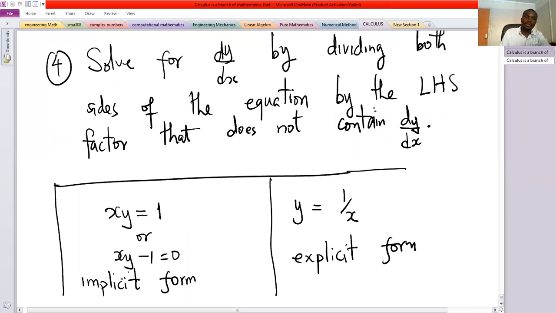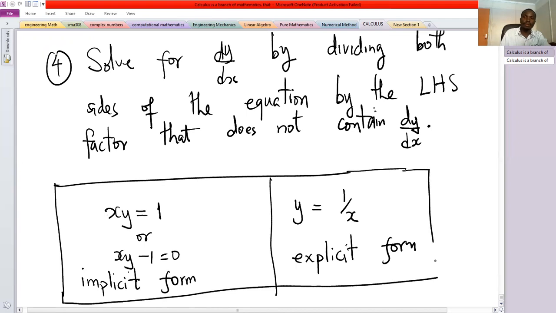So in the next session, we'll do examples to illustrate how to carry out implicit differentiation. Thank you.